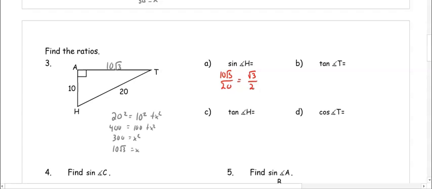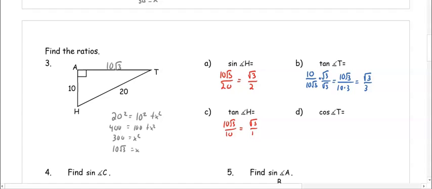For the tangent of t, we have the opposite over the adjacent, so 10 over 10 root 3. Remember, we can't have a root in the denominator, so when we multiply by root 3 over root 3, it gives us 10 root 3 over 10 times 3. We can reduce because the 10s will cancel out to root 3 over 3. The tangent of h is our opposite over our adjacent. So now it's 10 root 3 over 10, which reduces to root 3 over 1.